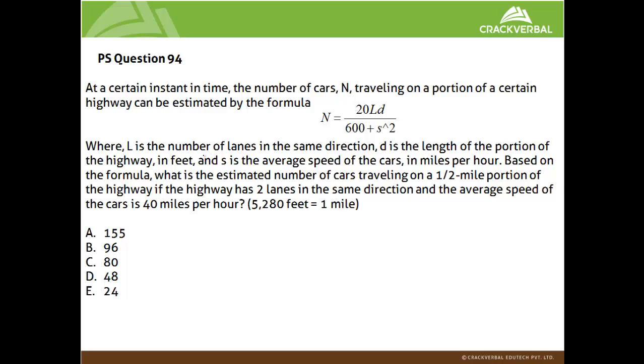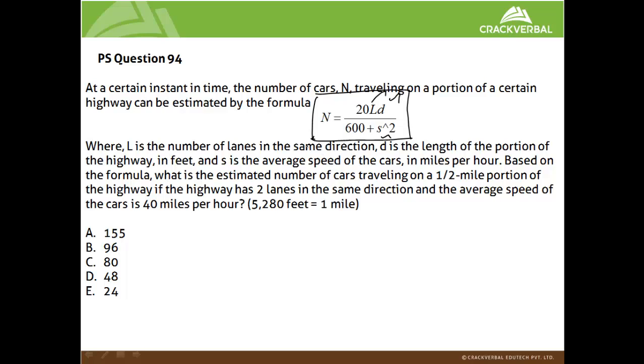So the first line says at a certain instant in time the number of cars n traveling on a portion of a certain highway can be estimated by the formula. Try to solve this part by part. Don't read the entire question in one single shot, that may not help you, right? So here they have given us a function where n is equal to 20 times L times D divided by 600 plus S square. So you have an L, a D, and an S, three unknowns.